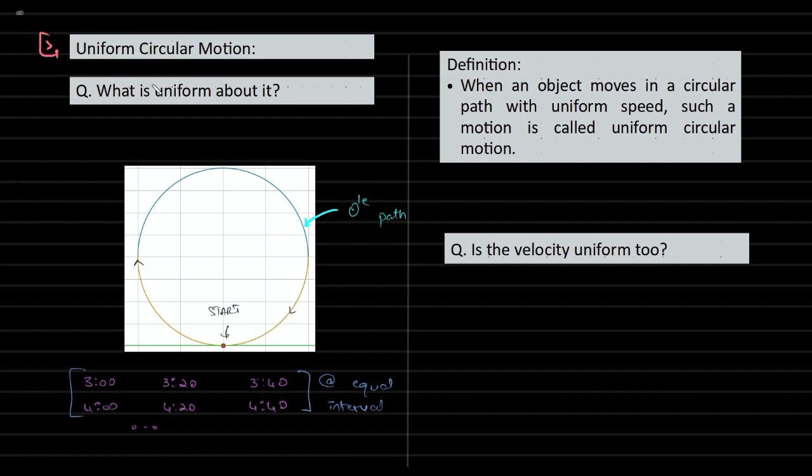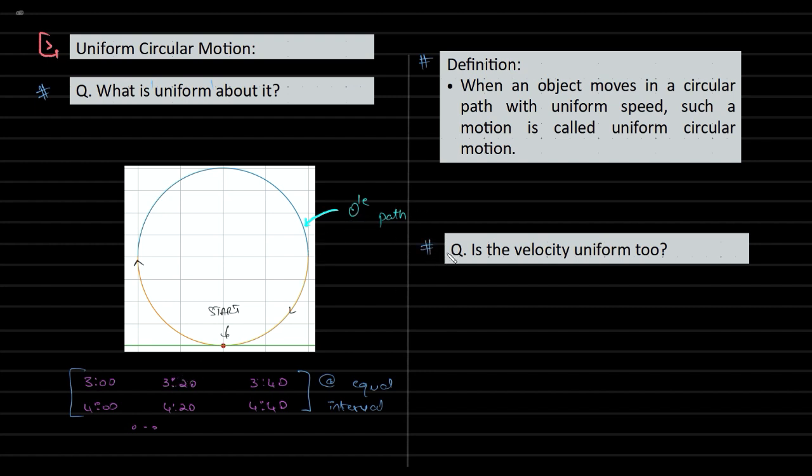And so the word uniform. It is covering equal distance in equal interval of time on a circular path. As simple as that. It's basically uniform motion on a circular track. I hope you guys remember the definition of uniform motion. Now, when an object moves in a circular path with uniform speed, such a motion is called uniform circular motion. That's it. So it's basically an extension of uniform motion. And now you add the word circular because the object or the person or whatever it might be, they are moving along a circular path in a particular direction.